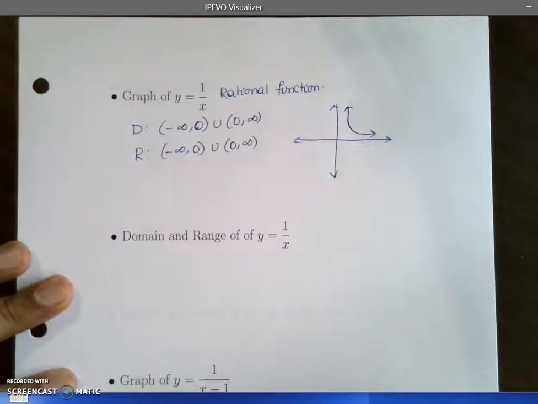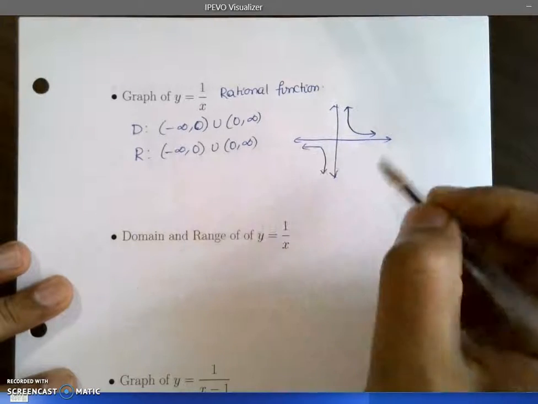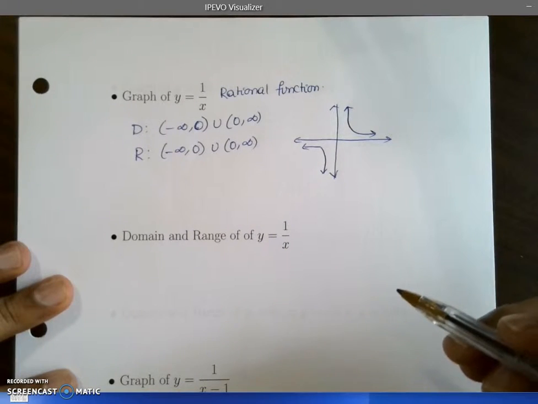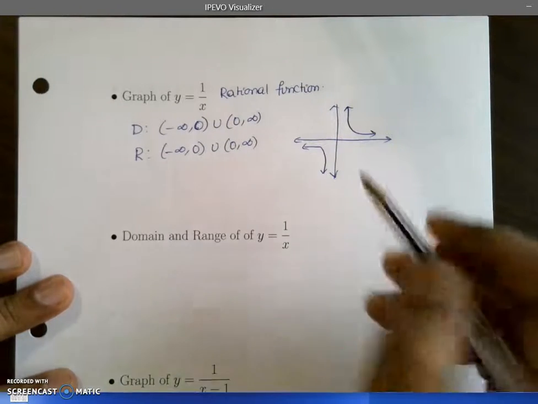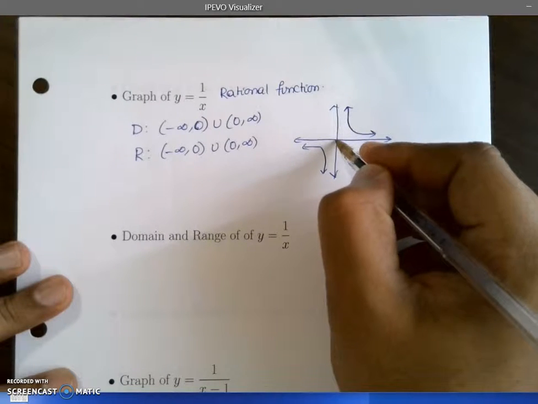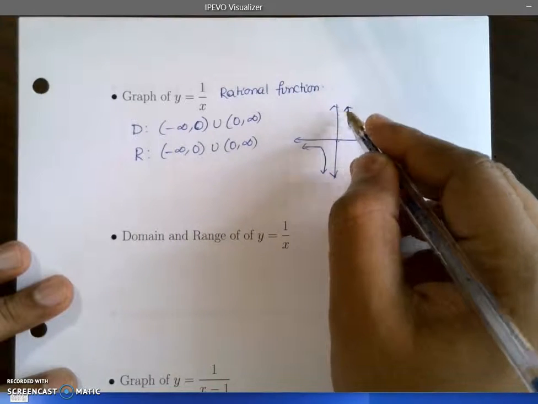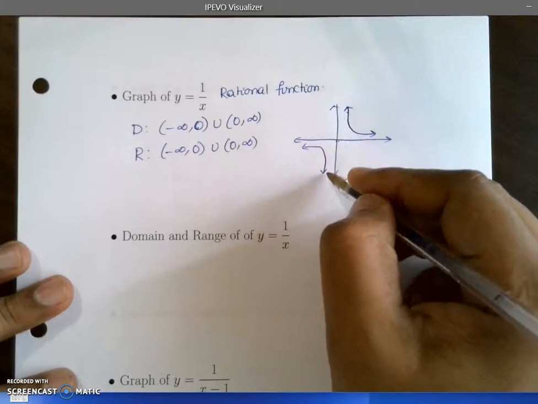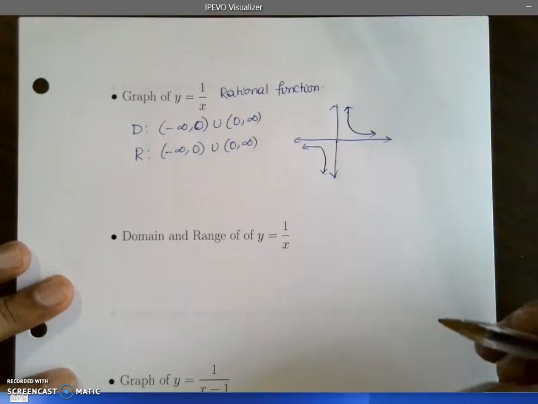You can make a table of values and then graph it. So you will have the vertical asymptote is going to be the y-axis, the horizontal asymptote is going to be the x-axis. So you have a discontinuity at 0. However, the right hand limit at 0 is going to be positive infinity. The left hand limit at 0 is going to be negative infinity. So the limit does not exist at 0.